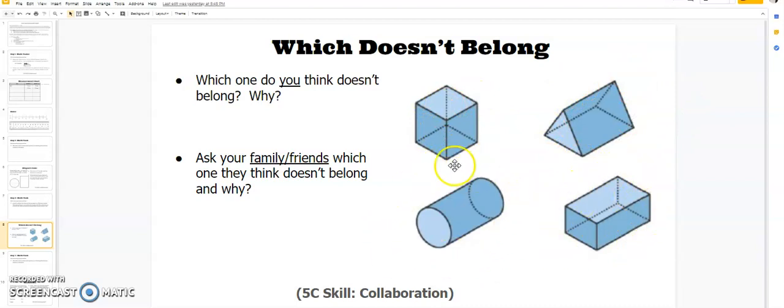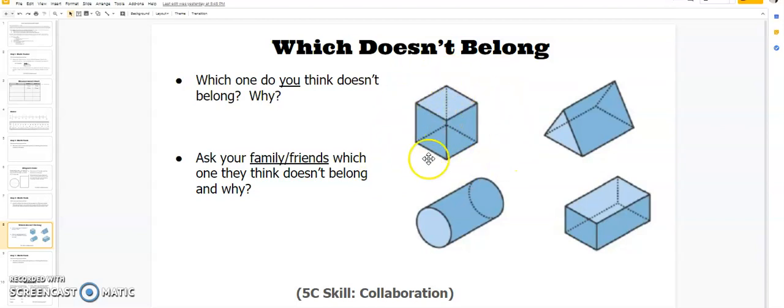There are so many things to notice. We have our faces. We have these edges. We have vertices. So there's different things we can discuss in these. You can talk about the face shapes. You can talk about the number of edges. You can talk about the number of vertices.